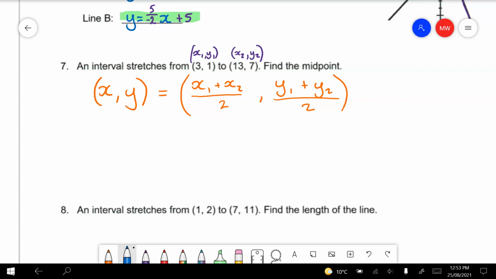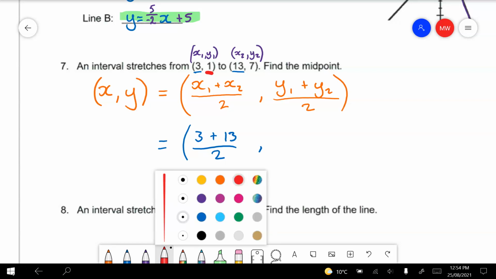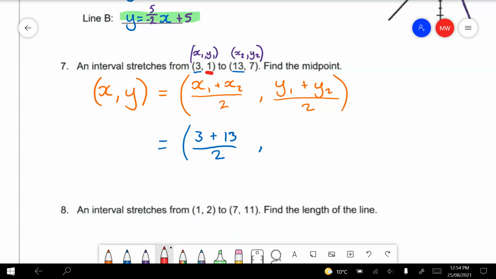So let's see what we can do here. If I sub these in, I've got x1, which is 3, so it's coming from here, plus 13, divide by 2. And my y values, I'll just change colour to keep it nice and clear. That one might be 1 plus 7, all divided by 2. And then we'll just solve it.